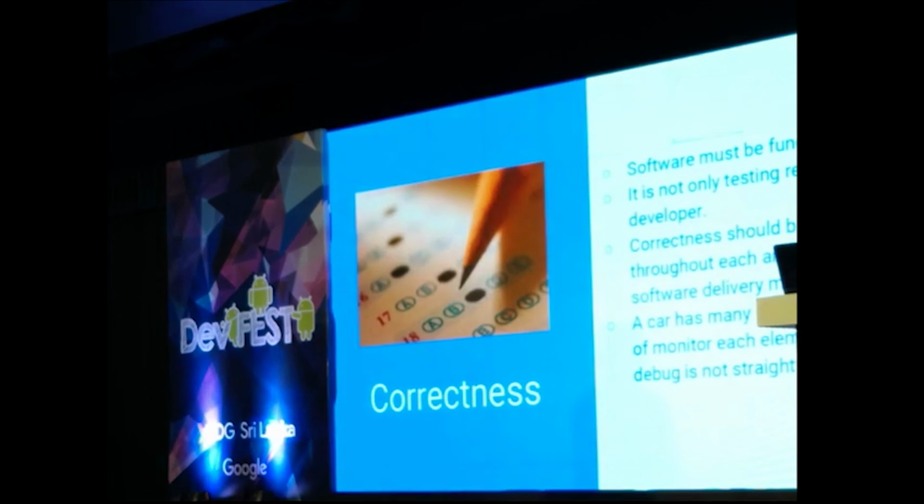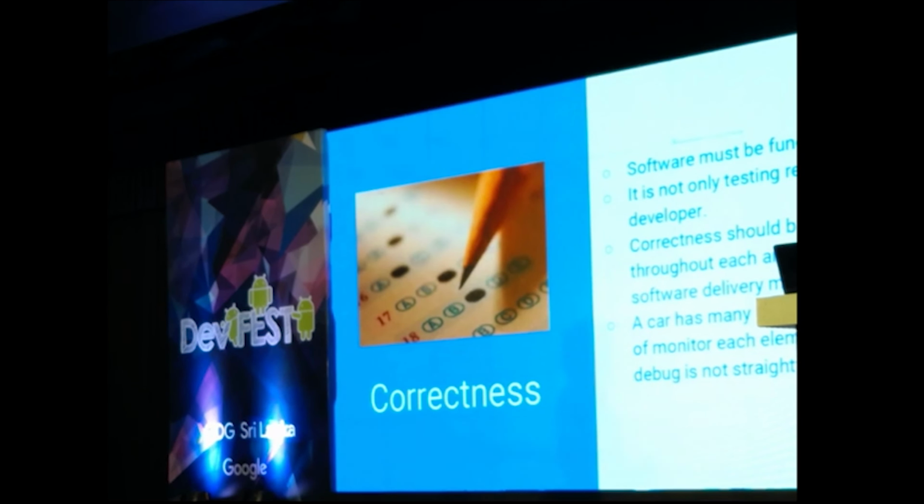The second value is correctness. Software must be functionally correct. And checking whether software is correct or not is not only a part of testing. It is a part of the developer's work. That means correctness has to be there in the system from beginning to end. It should be in the entire cycle.